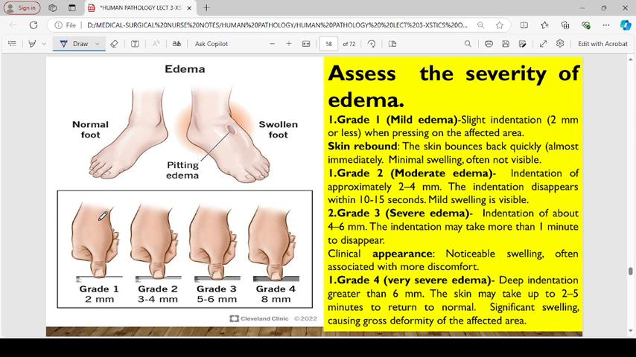Remember, starting with grade 1, grade 2, grade 3, grade 4. This is used to assess the severity of edema. So we have mild edema, moderate edema, severe edema, and very severe edema. As for grade 1, which is just mild edema, we have slight indentation of about 2 millimeters or less when pressing on the affected area. The skin normally bounces back quickly, almost immediately. In terms of signs or clinical appearance, we have minimal swelling, often not even visible.